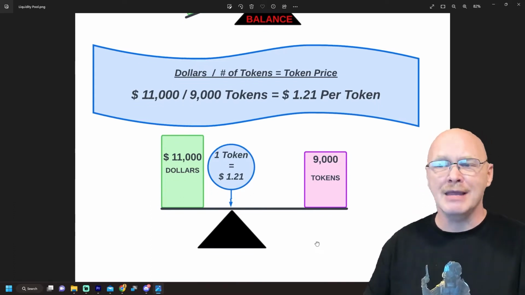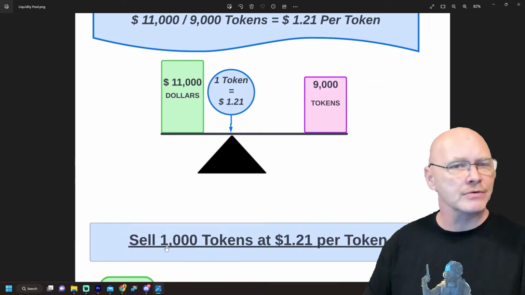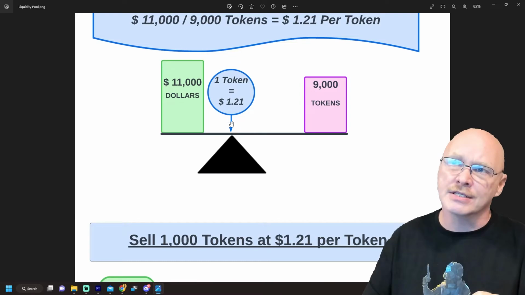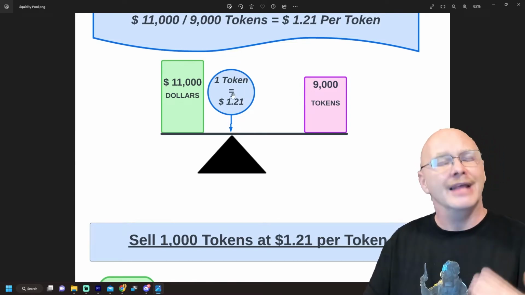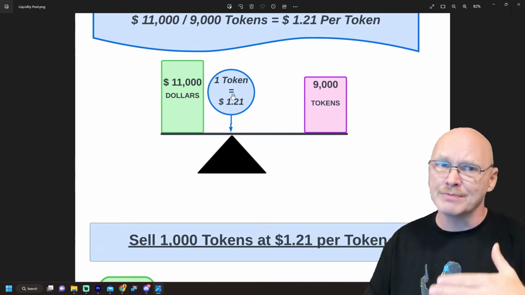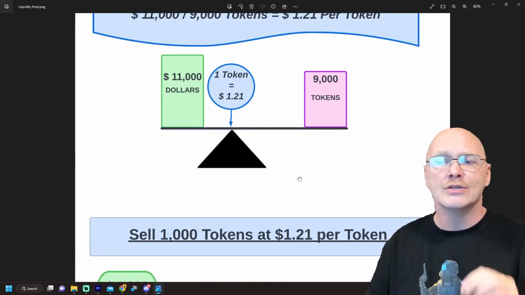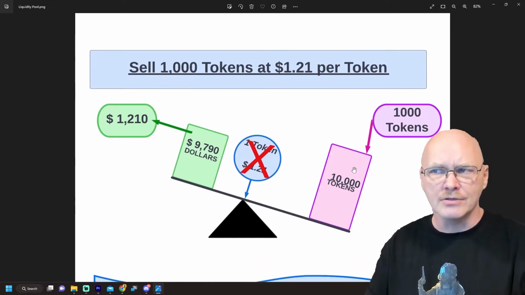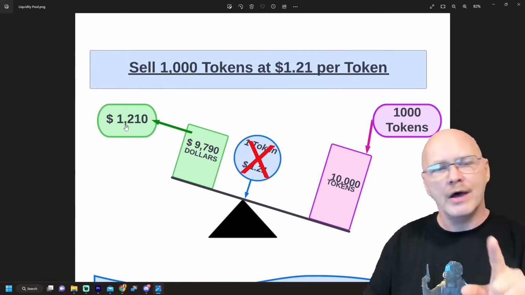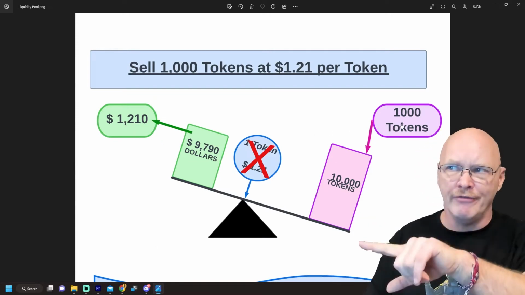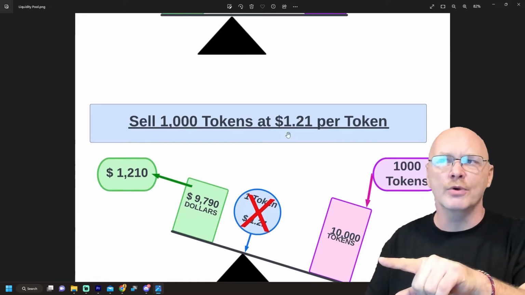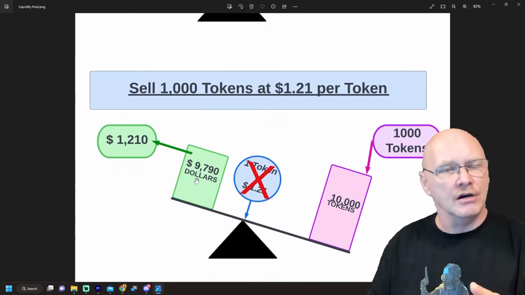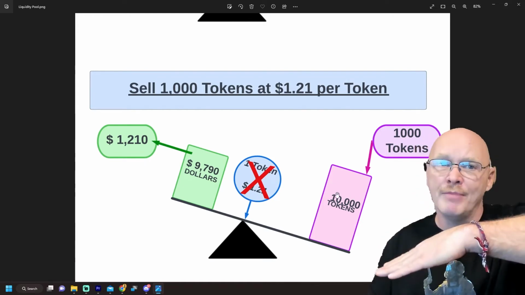So let's say that same person comes back and they sell 1,000 tokens back into the liquidity pool at $1.21 per token. Because as we know right here, after the last exchange, it changed the token price. So now everything after this moment in time runs on this new token price. So in this case, they put 1,000 tokens back in, making it 10,000 tokens, and they take out $1,210 because that was the value. 1,000 tokens times the $1.21 is 1,210, which means we end up with less dollars than we have tokens now. So now we're off balance the other way.